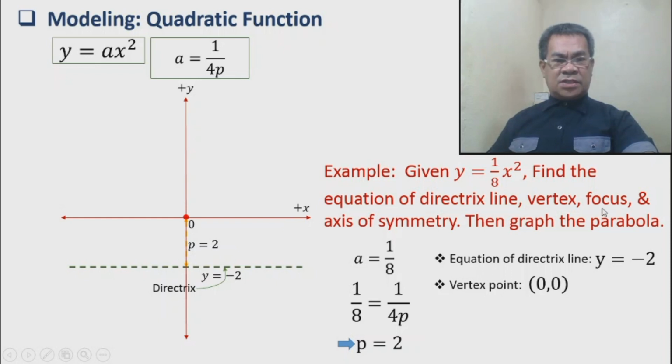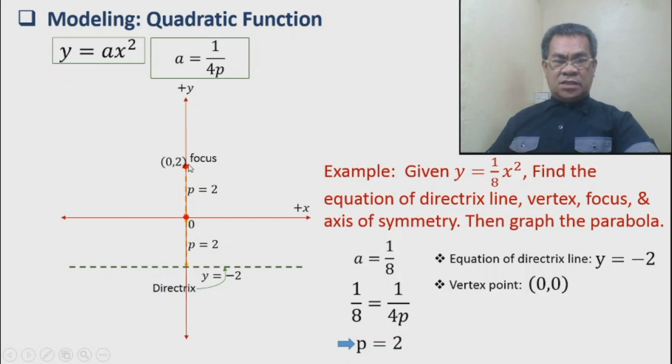What about the focus? The focus is equidistant from the directrix to the origin. So therefore, because this is 2 units, you have to construct another 2 units, then that's the focus. This is the focus, the focal point. So the focal point now is at (0, 2).